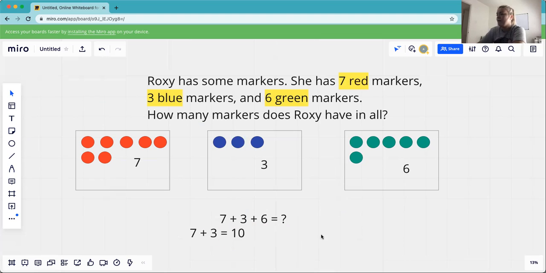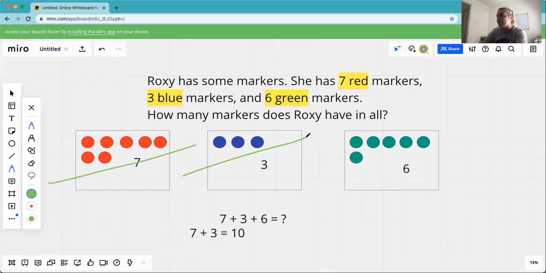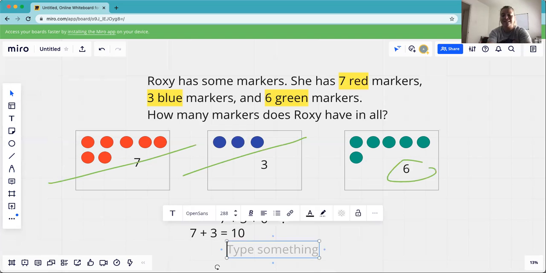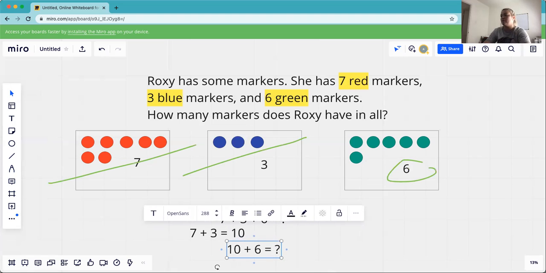All right, now I need to go ahead and add what I have left over. So I've already done, and you can do this, you can cross off those two boxes because you've already figured out 7 plus 3, which equals 10. Now I have my 6 left. So I'm going to go ahead and do my 10 plus my 6. Oh, sorry. My 10 plus my 6 to figure out what my whole is.